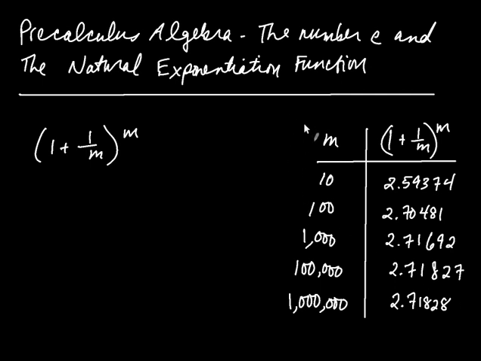In this video, we're going to talk about what's called the number e and the natural exponentiation function. So first I want to consider this expression, 1 plus 1 over m raised to the mth power. Let's ask ourselves, what happens to this expression as m gets larger and larger?